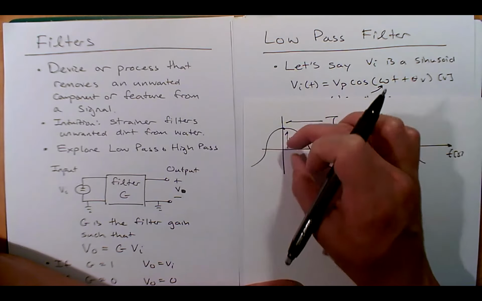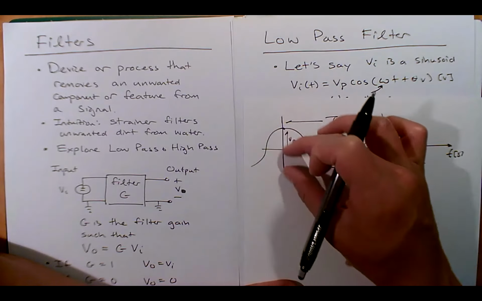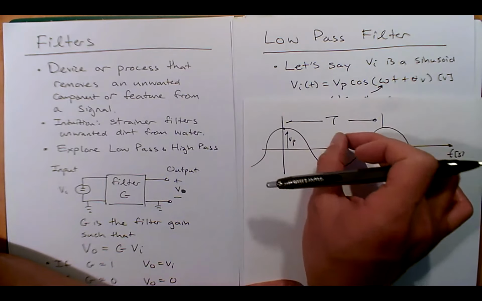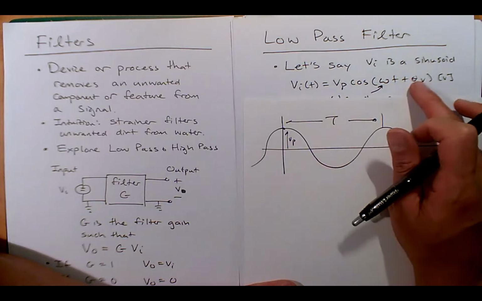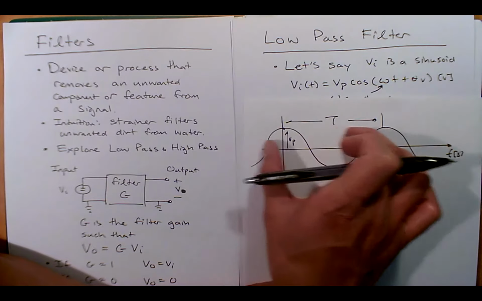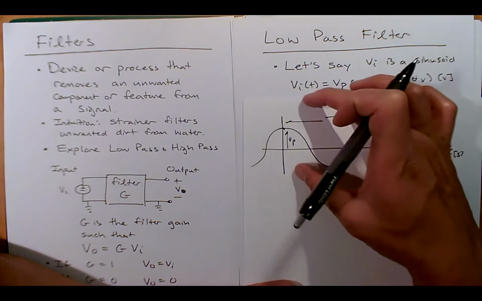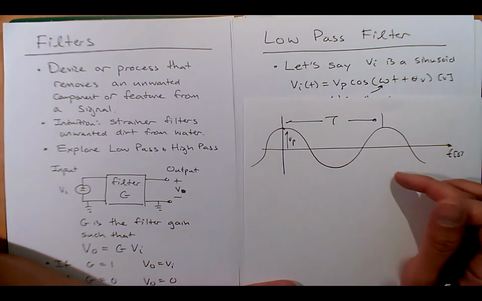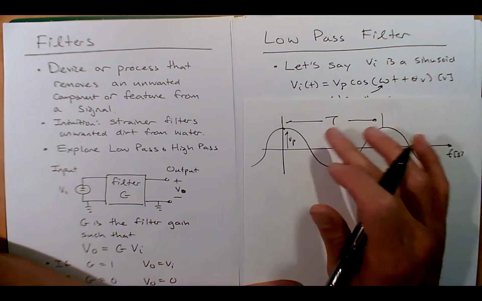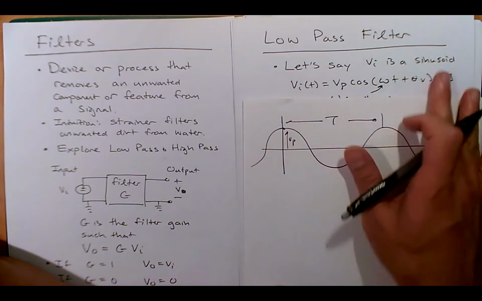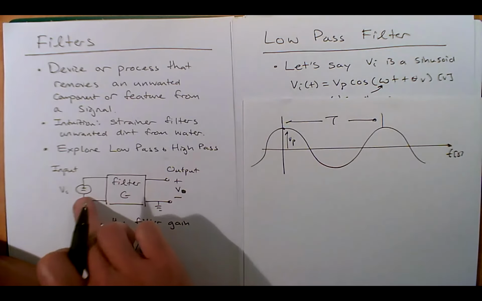So what does this V_P do? Increases, stretches it in the vertical direction. What does omega do? Stretches it in the horizontal direction. What does theta_V do? It slides it, translates it in the horizontal direction. And if we added another plus constant, then it would shift it or translate up and down, okay? So this is our AC signal. That is what this is going to be.